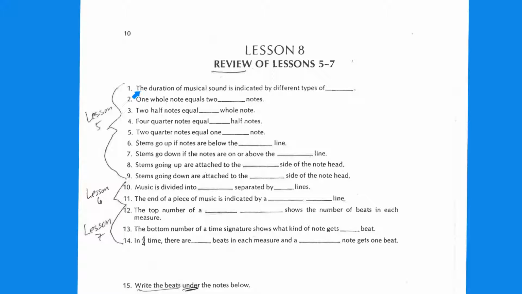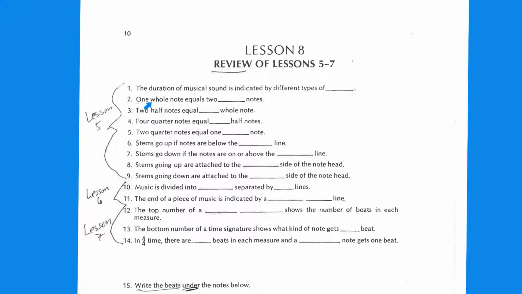First question asks you the duration of musical sound is indicated by different types of blank. Now, it's musical sound, not silence. So you have to think, what do we call those things that represent sound in music? And then, of course, the answer goes in that blank right there.